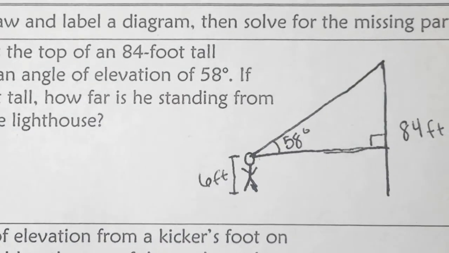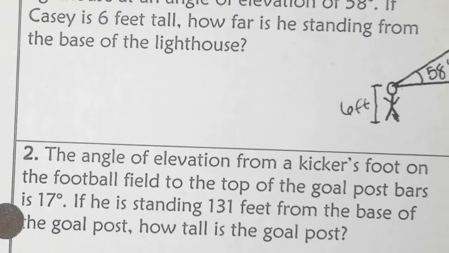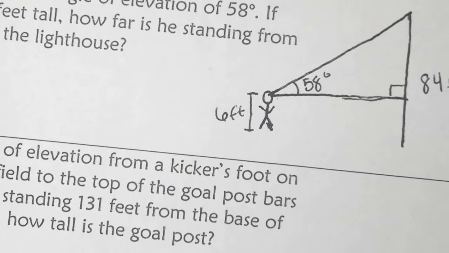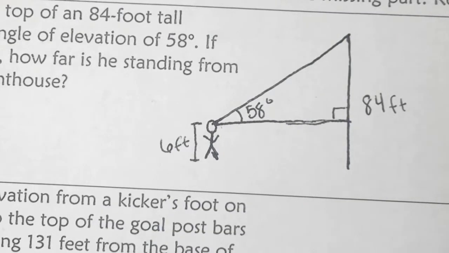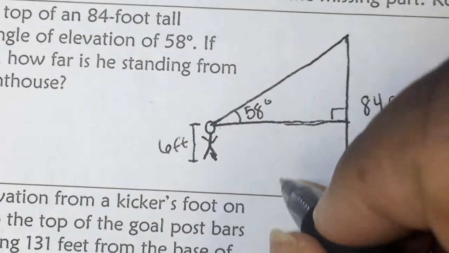How far is he standing? Oh, it is a he, my bad. How far is he standing from the base of the lighthouse? That part right there, that question at the end, is telling you where your variable goes. Where does the variable go? It says, how far is he standing from the base of the lighthouse? On the long leg, sir? Yeah.